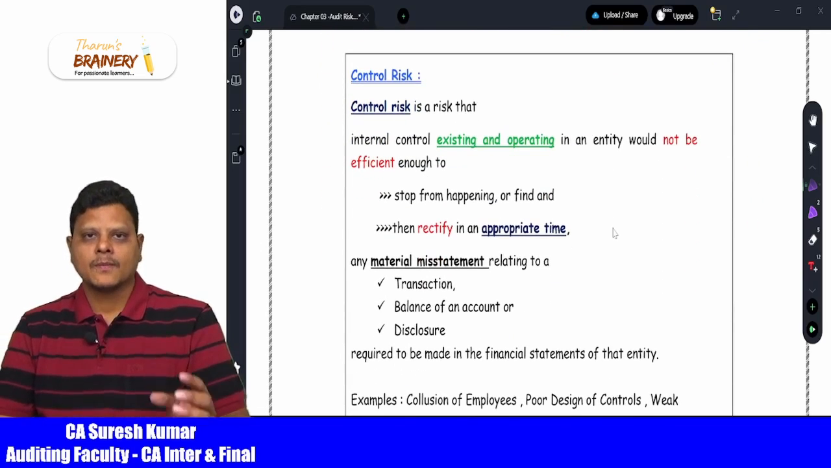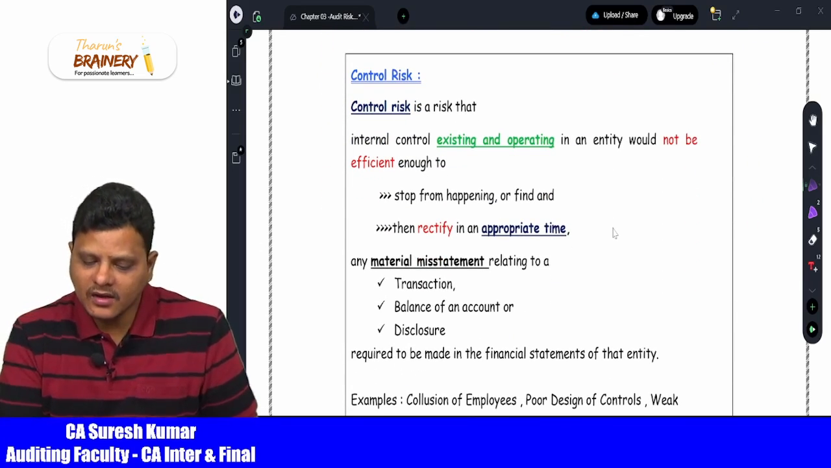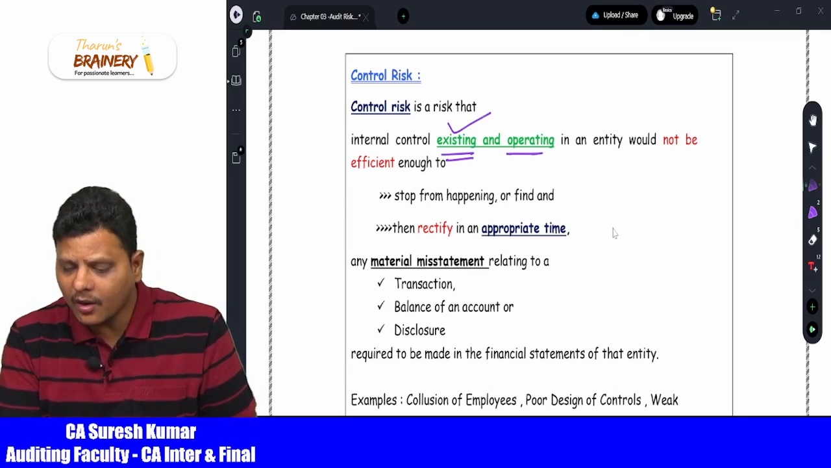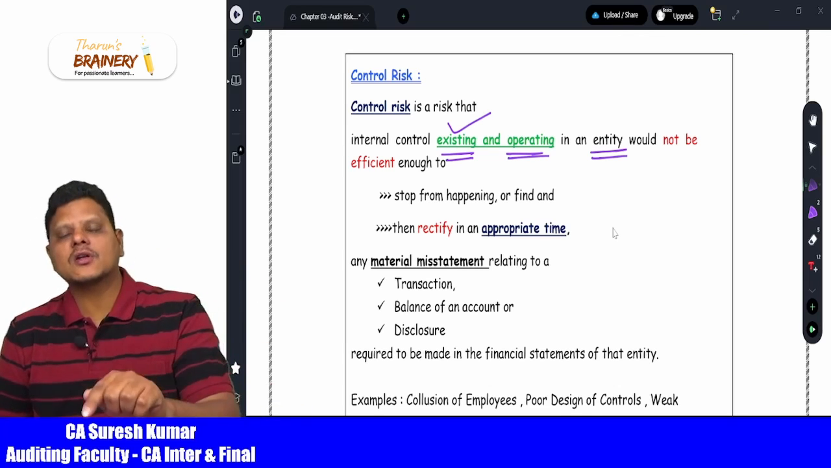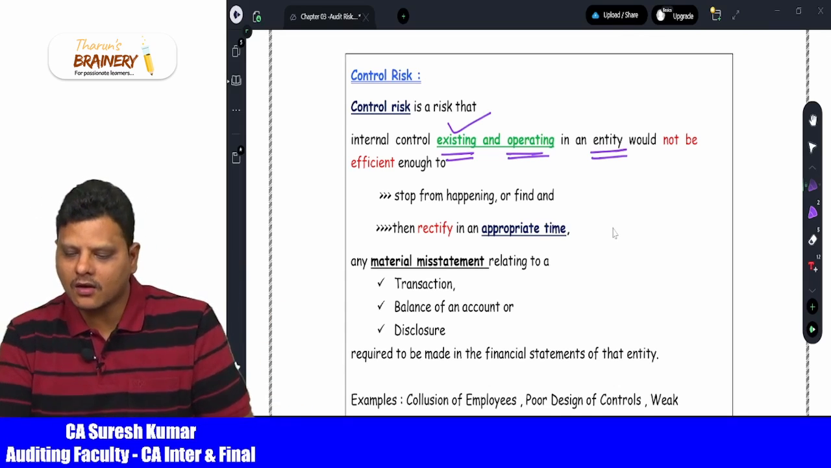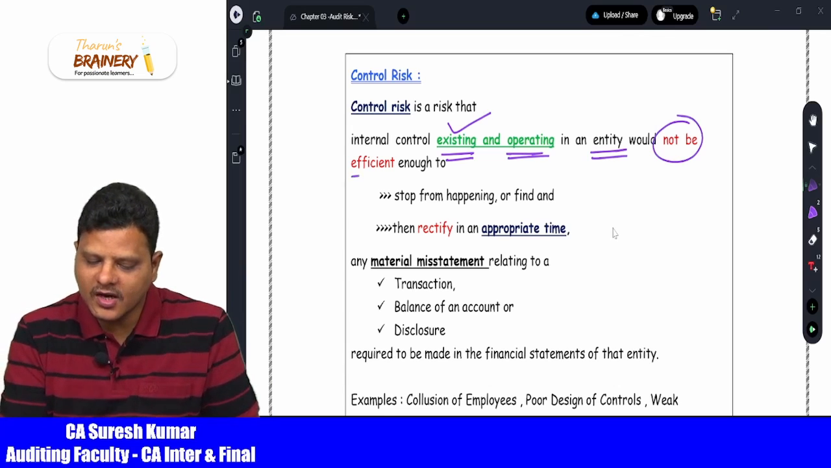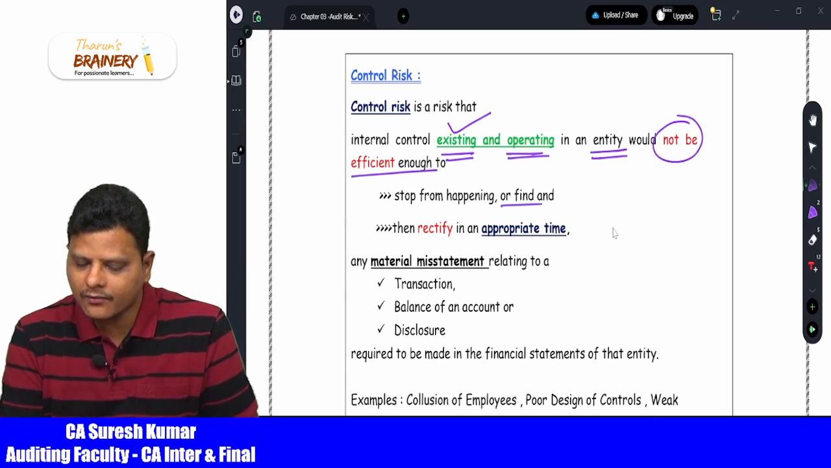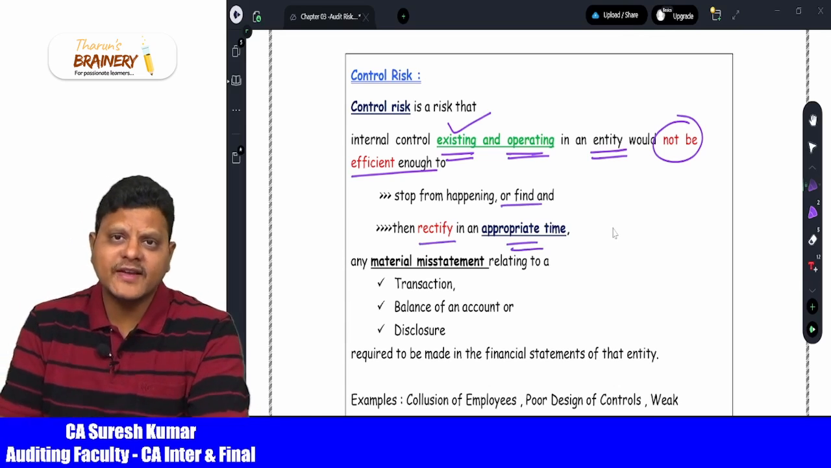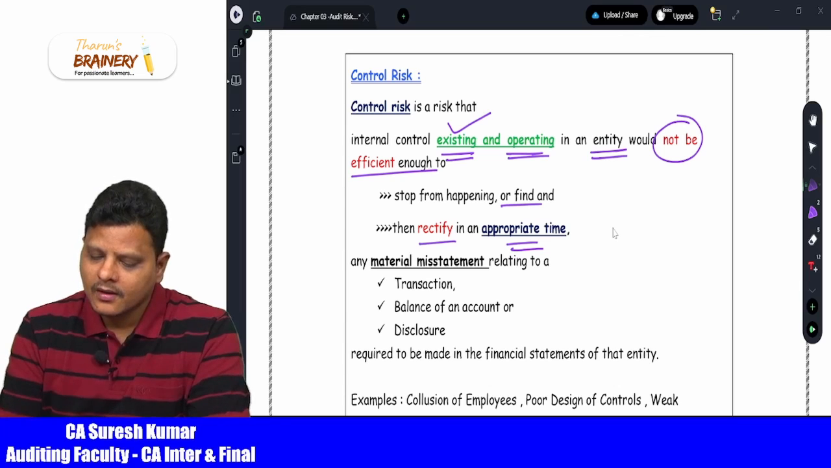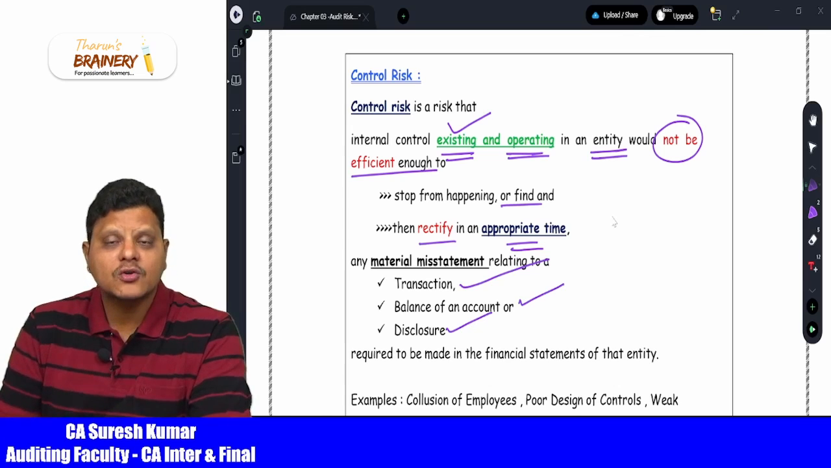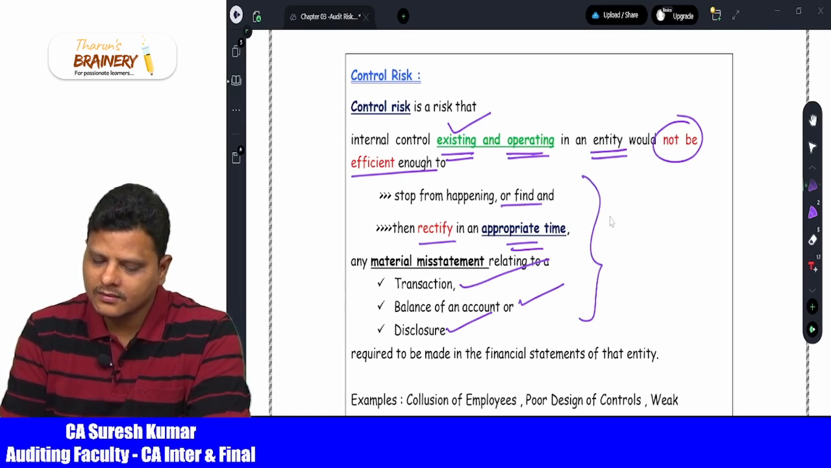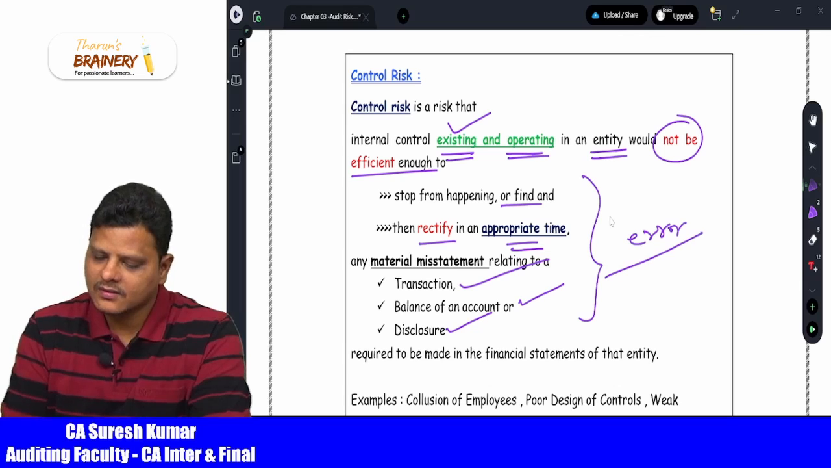Now control risk. Control risk means internal controls exist and are operating in a company. Which means what? After the introduction of internal controls, they may not be sufficient to stop the risk from happening, or to find it out and rectify it at the appropriate time. Even though there are controls in the organization, the transactions, balances and disclosures shown in the financial statements have errors and or frauds.